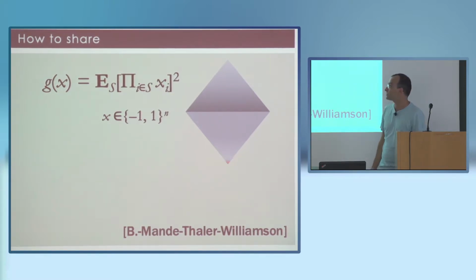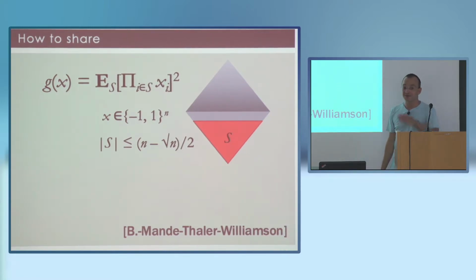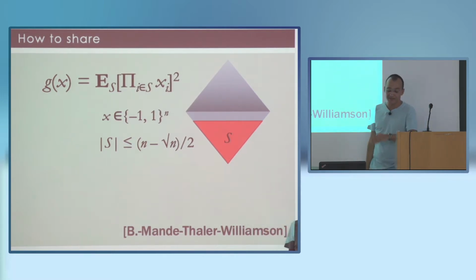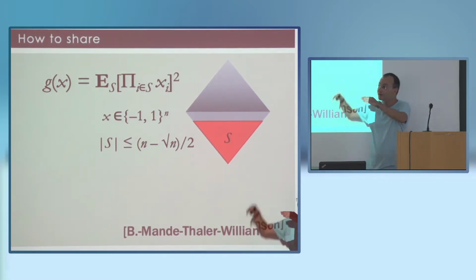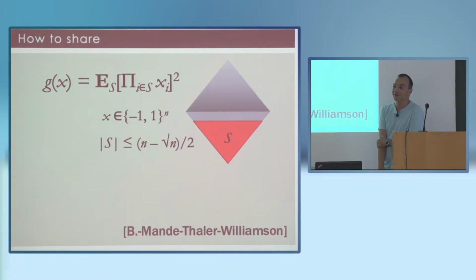How do I sample this subset? This subset is going to be a uniformly random subset from the lower part of the cube. So I'm going to look at all strings of Hamming weight less than n minus square root of n over 2. So it's going to be a little bit below the middle part of the cube. And then I can write down this function. So that's the definition. Okay? Is it clear what it is? It's well defined. It's not clear why it's meaningful.